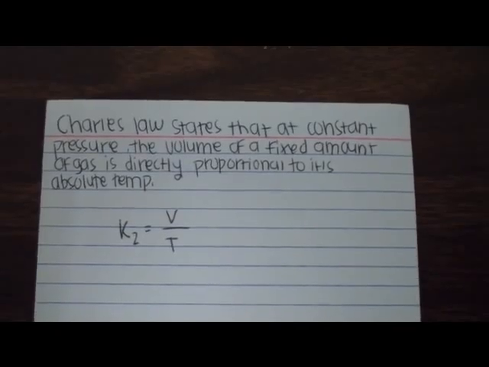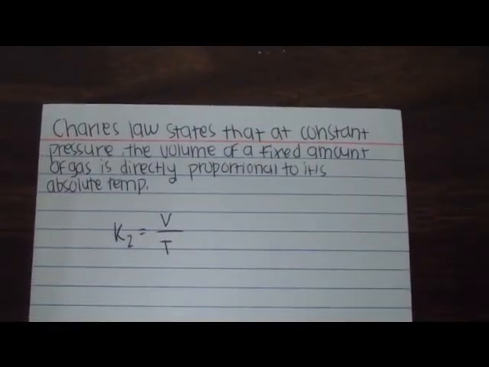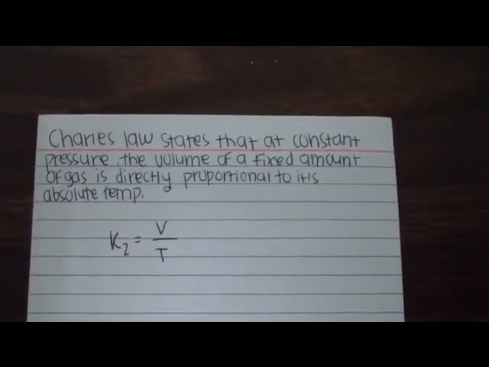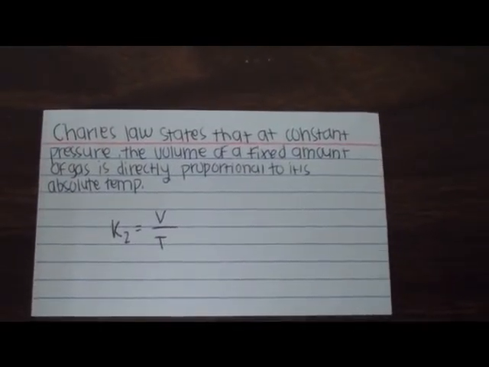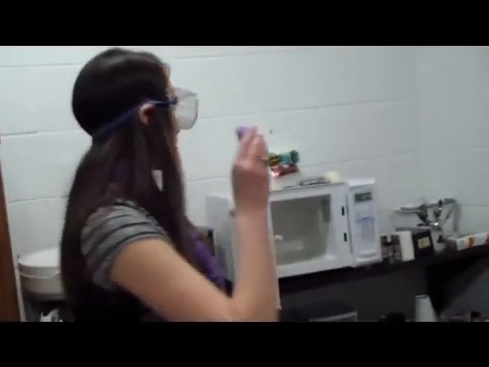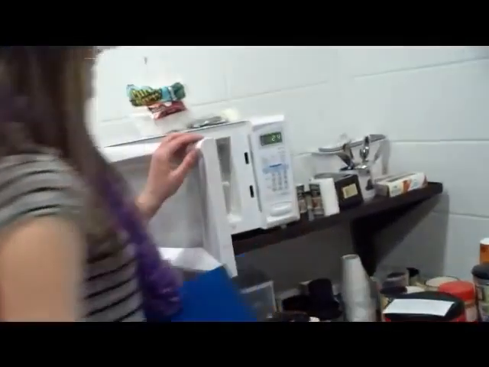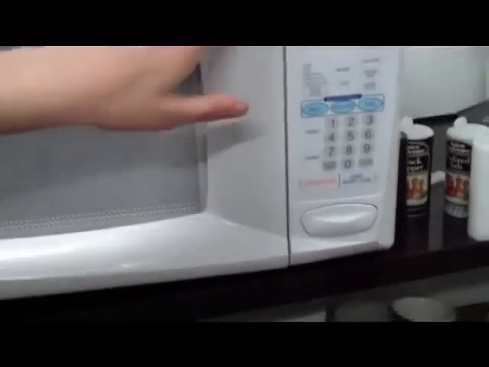Charles' Law states that at constant pressure, the volume of a fixed amount of gas is directly proportional to its absolute temperature. V over T equals k. Okay, so this is Charles' Law. You're going to take a Peep and place it in the microwave. Then you're going to shut the microwave.